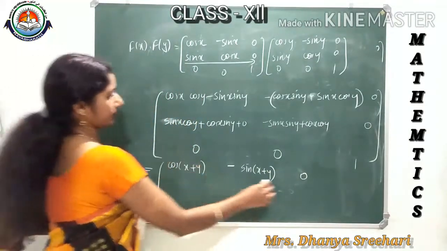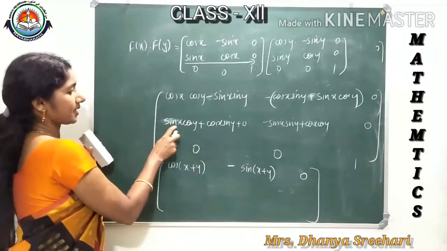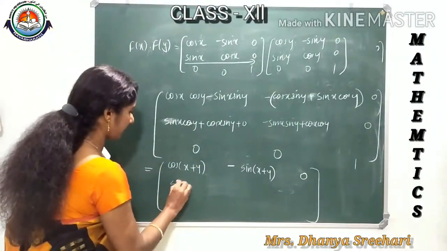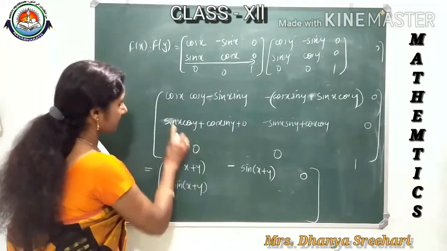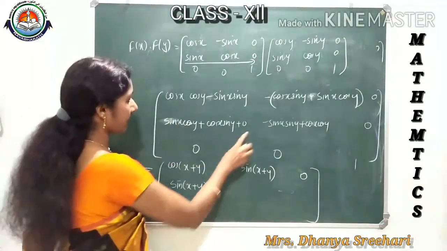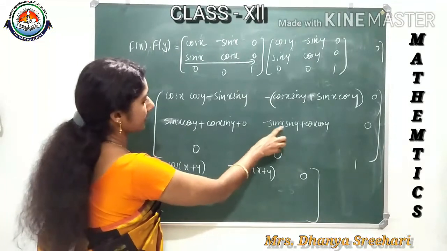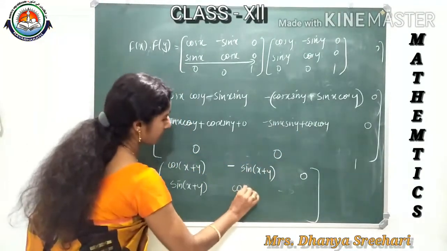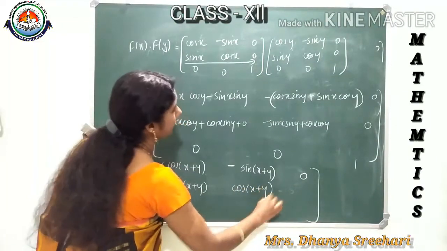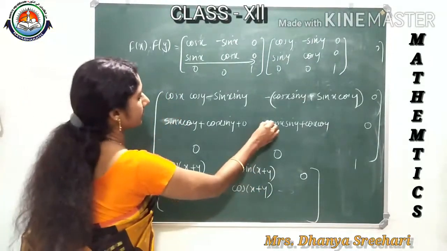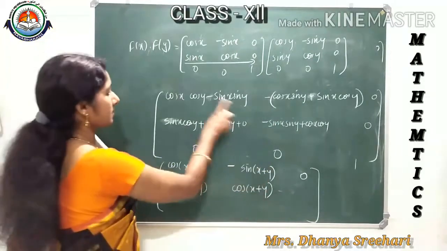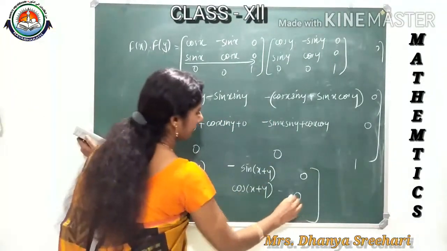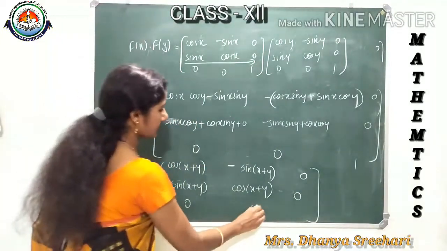And the next row, second row: sin x cos y plus cos x sin y is sin of x plus y. Sin of x plus y's expansion is sin x cos y plus cos x sin y. And this one is minus sin x sin y plus cos x cos y, is cos of x plus y. See, these two are same. That is cos of x plus y. And the third element is 0. And the next row 0, 0, 1.